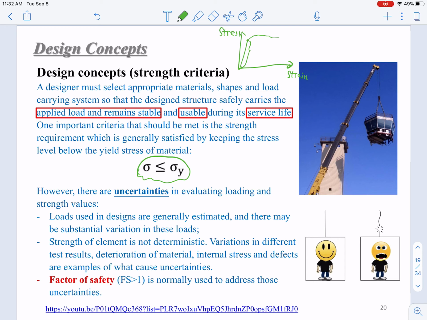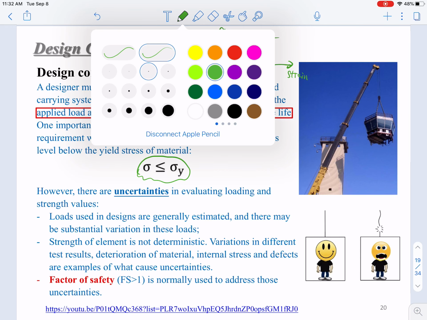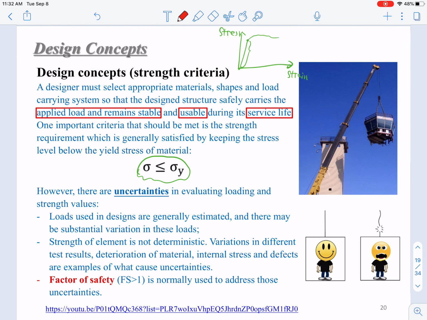Okay, and to be safe, we normally limit the stress to some level here. So in this way, we actually use a factor of safety to lower this allowable level of stress. Okay, we're not allowing the stress in the designed structure to go beyond such a limit. It's much lower than the yield strength, the yield stress. Okay, so this margin is called the safety margin, and we control this using a factor of safety.